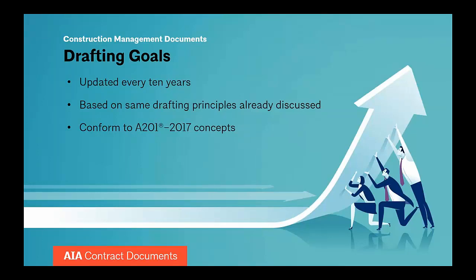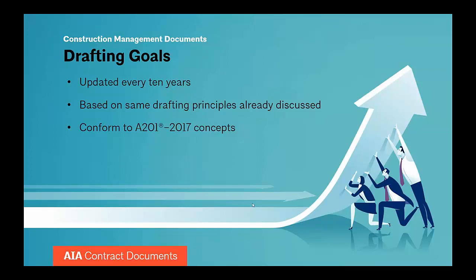Susan? Thank you, Arlen. Slide 20, Hasti. So the drafting goals for the CM documents are the same as the ones I discussed earlier, are general drafting goals. But for this specific group of documents, they're updated on a 10-year cycle. So the current versions were published in 2009, and now we have the 2019 versions. The 2009 versions will be phased out in 18 months. And the 2019 are available now.